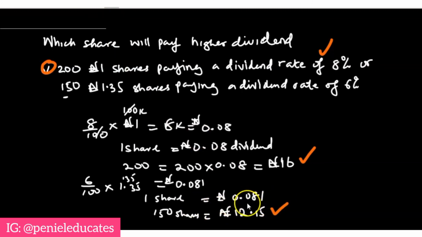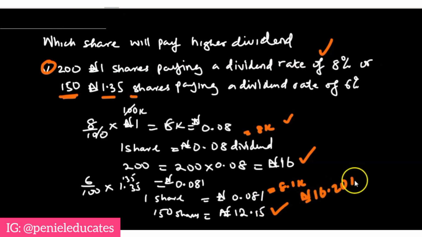Now, if you look at it very well, you see that this particular one share here is about 8.1 kobo, and this one is just 8 kobo. So definitely this particular one will eventually pay more than this. If you bought 200 shares here, you're going to have about 16 naira 40 kobo, and if you bought 200 shares here, you're going to have about 16 naira 20 kobo, which is higher than this particular one. So if you make everything 200, definitely this particular one will pay a higher dividend than this. All right, so I hope this has been very informative.